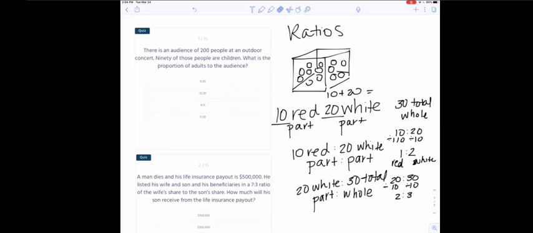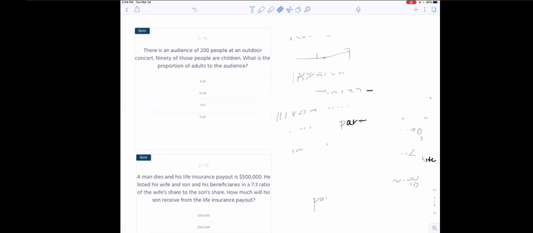Okay? Now that I explained that, let's take a look at what this looks like in questions. So I'm going to make some space here. This might not make too much sense yet, but I just wanted you to understand how ratios work, okay?